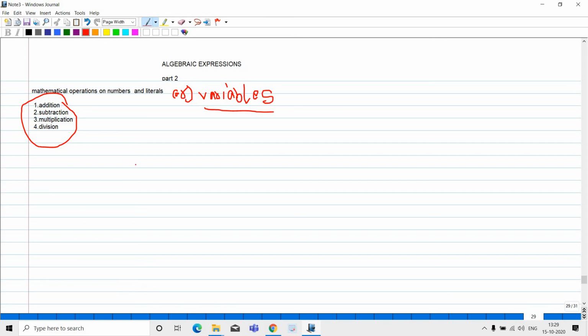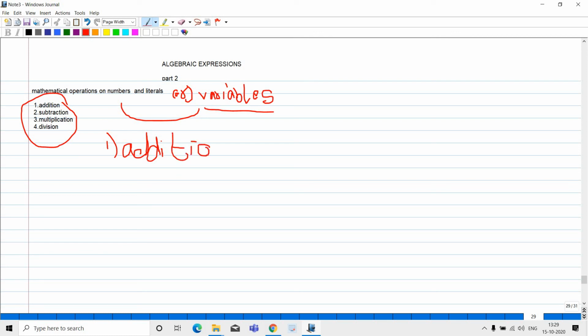To combine these two, we're using addition, subtraction, multiplication, division. These four are the source of combining numbers and variables. It is the basic topic. Now how will we combine? We will see the first topic, addition. What is addition? Sum means adding.